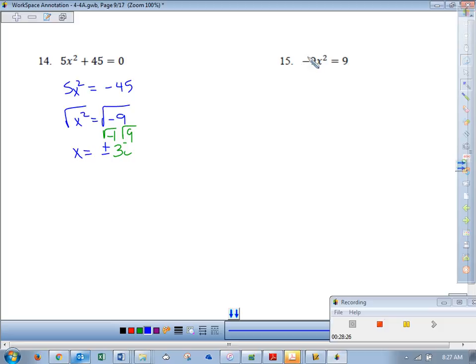Get x squared all by himself. Divide both sides by negative 9, right? Then x squared equals negative 1. I would square root both sides. And x equals plus or minus 1i, which we just usually write as I. Cool. 1 is a perfect square. The square root of 1 is 1. The negative part gives you the I.